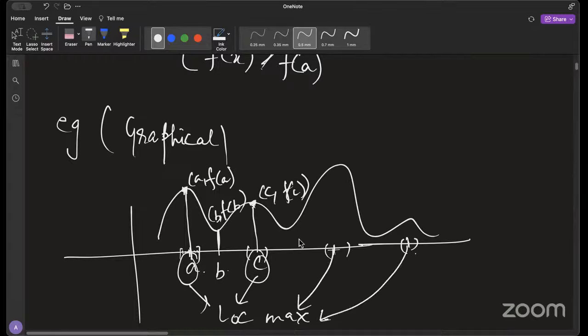And about local minima, this one is a point of local minima, B is a local minima, this point is a local minima, and then this point is a local minima.